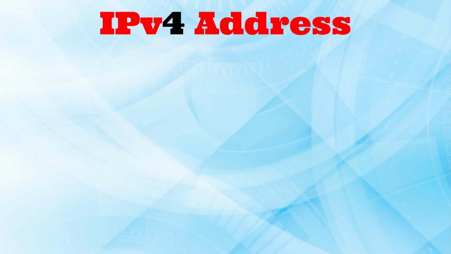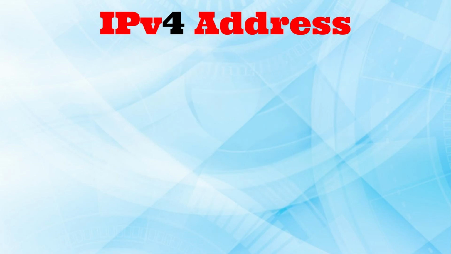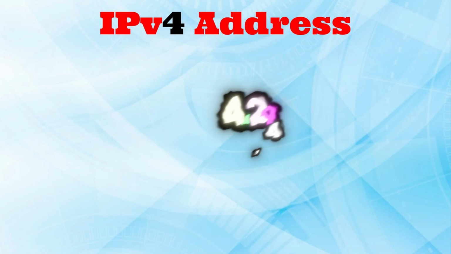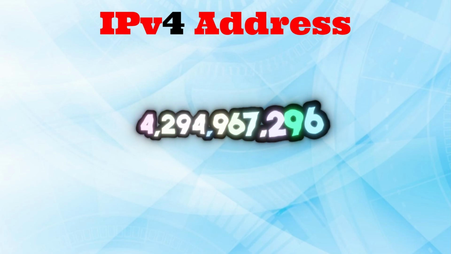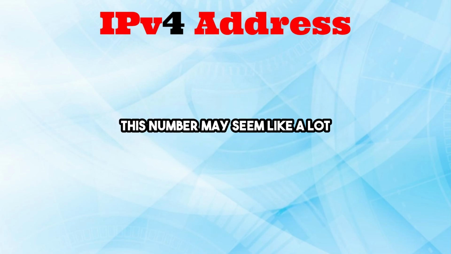Before we talk about IPv6, you need to know that IPv4 uses 32-bit addresses and is composed of 4 octets, which is 8 bits per octet. This means IPv4 can support around 4.2 billion unique addresses. To be exact, the number is 4,294,967,296. This number may seem like a lot, but in simple terms, it's not.